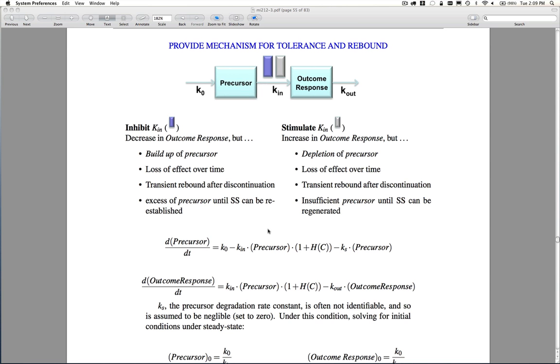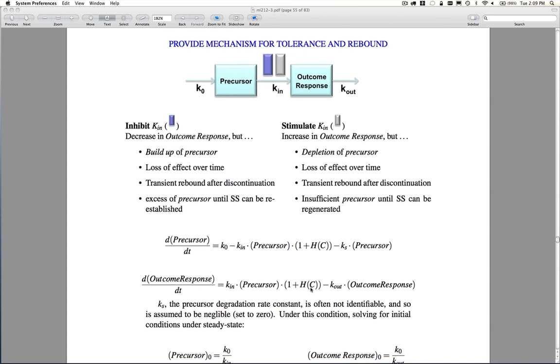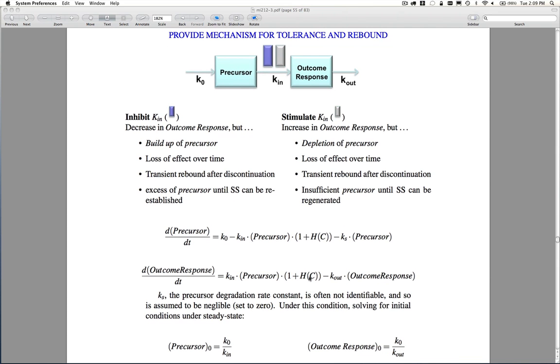The differential then for the outcome response is likewise given, where it's a first order rate, Kn times the amount in the precursor. This H sub C is the stimulation or inhibition function. I'll give an example of that below. And that is both stimulating or inhibiting the output from the precursor and then the input to the outcome response compartment. And then there's a first order removal rate from the outcome response compartment.